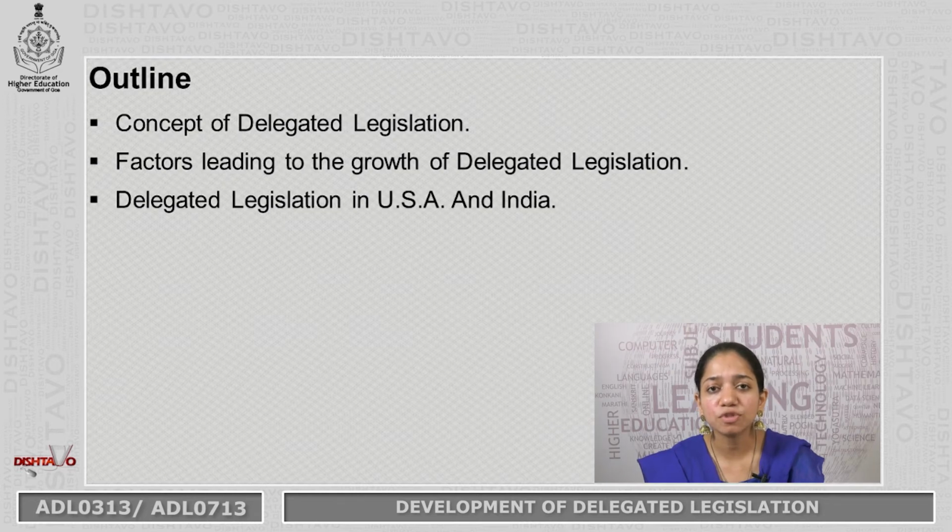The outline of the topic is that we will be discussing the concept of delegated legislation, the factors leading to the growth of delegated legislation, and delegated legislation in USA and in India.